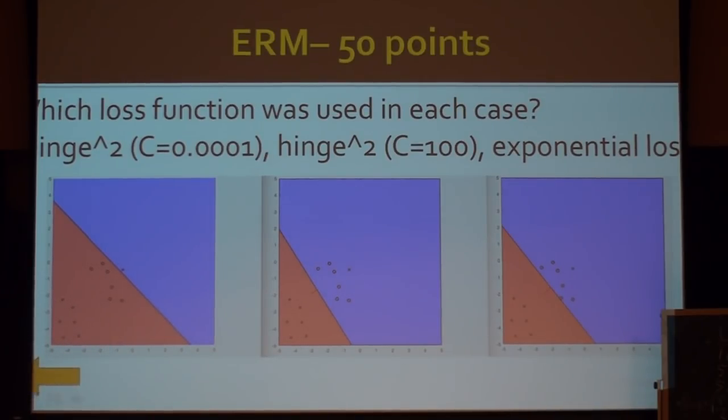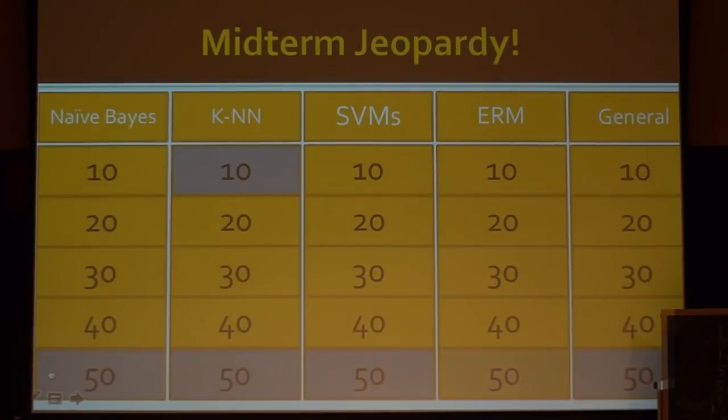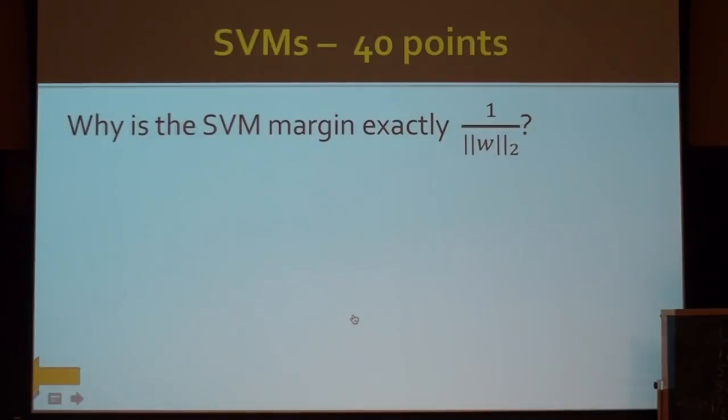All right. SVM for 40, okay. Why is the SVM margin exactly 1 over the norm of w?